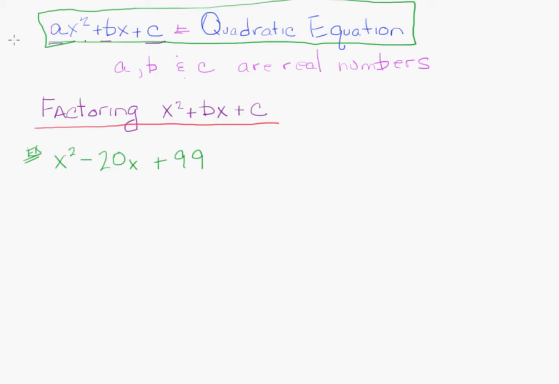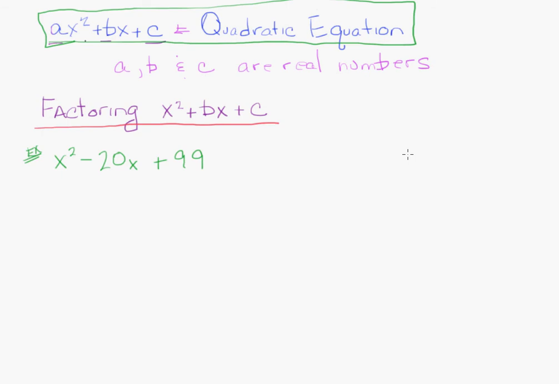And so because of that, we are learning how to factor quadratics into a multiplication sentence, so that we can solve for those points where the parabola crosses the x-axis. Now, there are many ways to learn how to factor, but in class, this is what we are learning to do. So here we have x squared minus 20x plus 99.